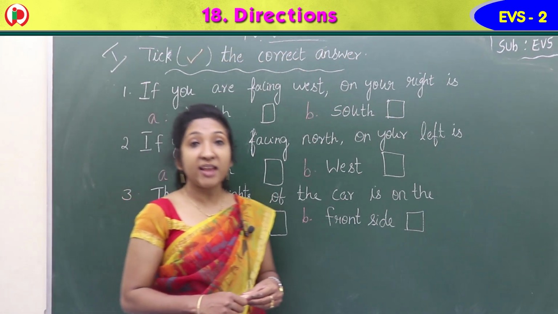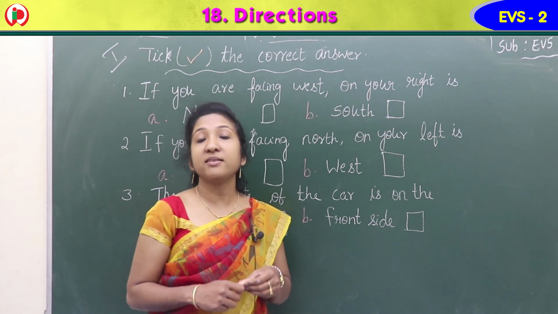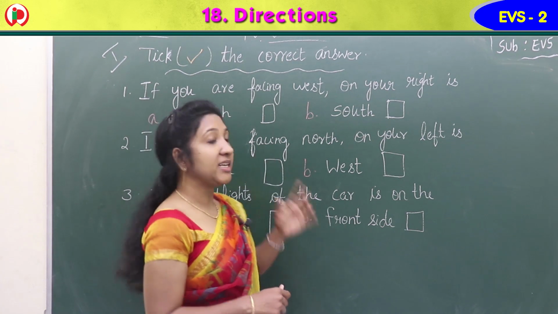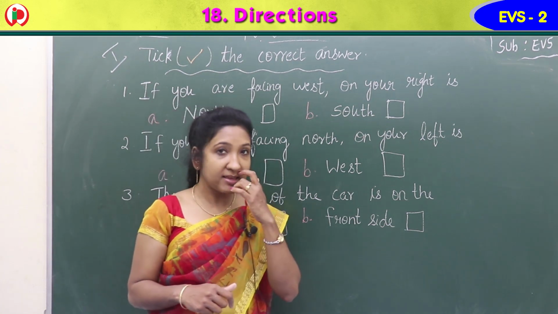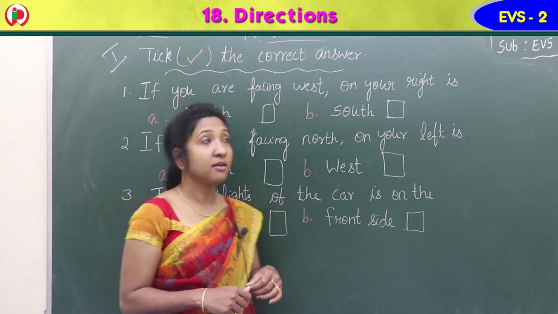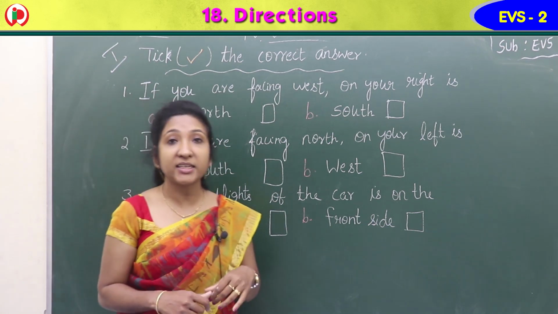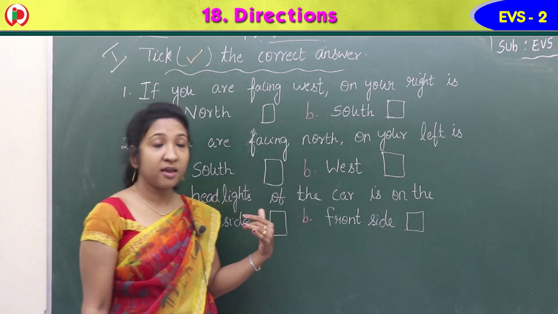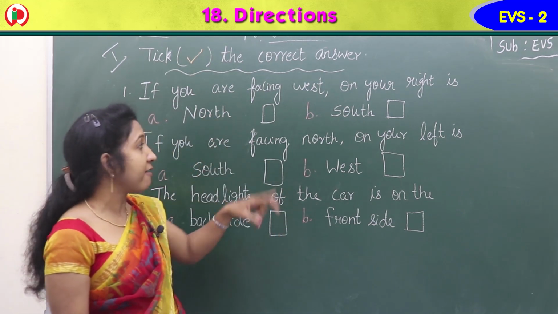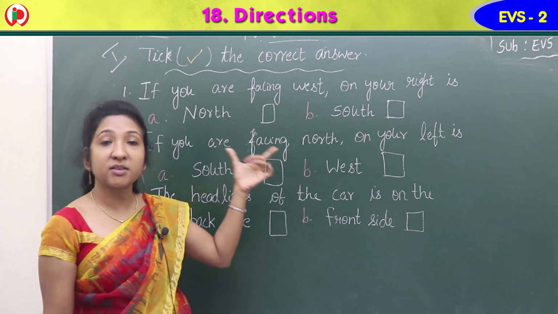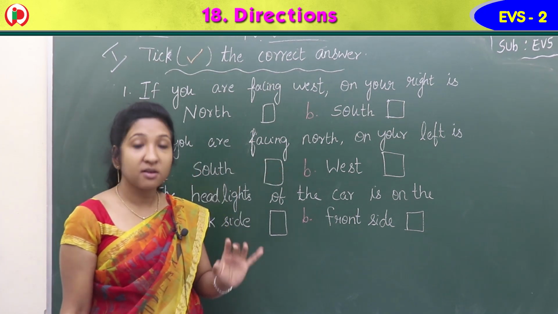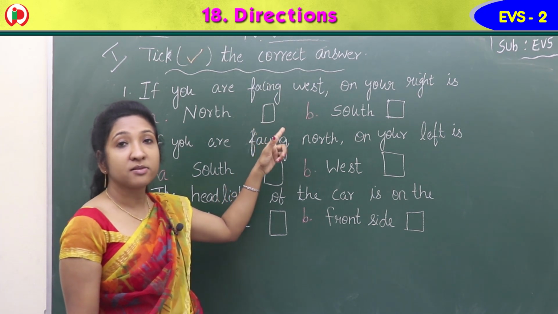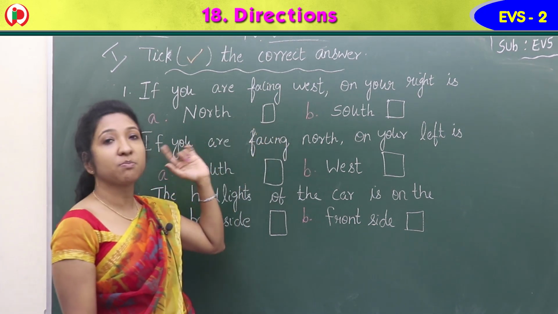Children, now it's our exercise time. So there are some exercises in the workbook. For lesson 18, directions, the first exercise is tick the correct answer. There are 3 questions given, 1, 2, 3. For each question you have 2 options, and among these options, 1 answer is correct. To the correct answer's square box, you have to give a tick mark.